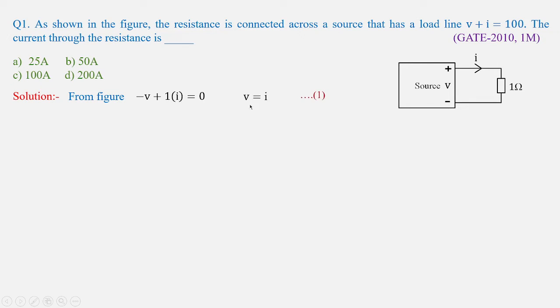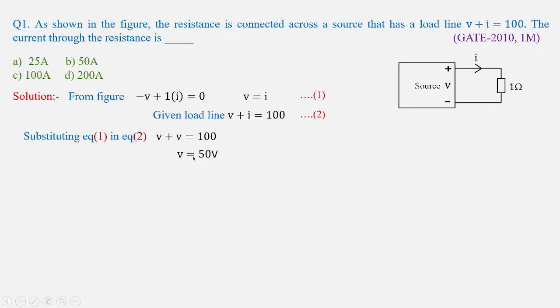equal to 0, thereby framing an equation 1 which is nothing but V equal to I. Also, given load line, that is V plus I equal to 100, that I will take into account and I'll make this equation 2. Now substituting equation 1 in equation 2, I'm going to get V plus V. Why? We have V equal to I, so wherever I is there, that is replaced by V. So V will be equivalent to 100 by 2, that is 50 volts. Once we obtain the value of V as 50 volts, we obtain the value of current I as 50 amperes. So option B is the right answer.